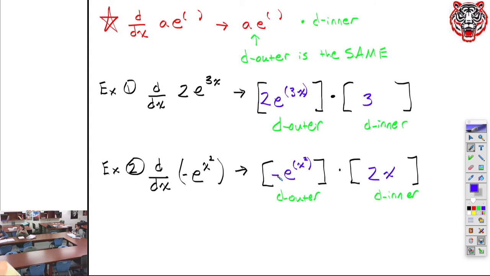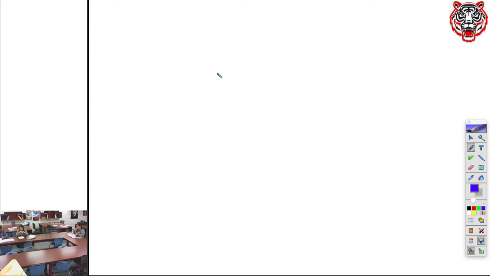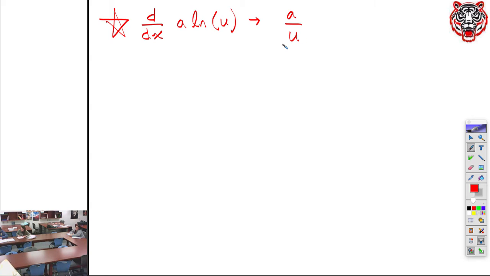Slide 3. Last slide. Log rule. So, giant red star. I'm going to give you the rule right off the bat. The rule is, if I take the derivative with respect to x of a constant multiplied by the natural log of our inner, and our inner we usually call u, this turns into a over u. It would be cool if it was the same thing. Then you could just memorize 1 and be done. But sadly, it's not. It's kind of weird.